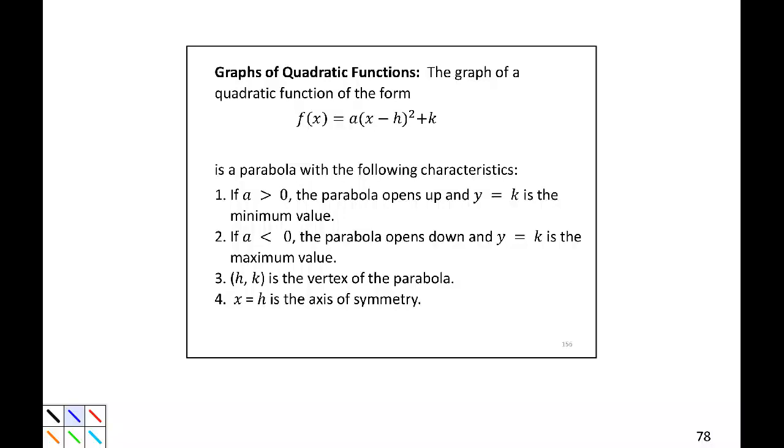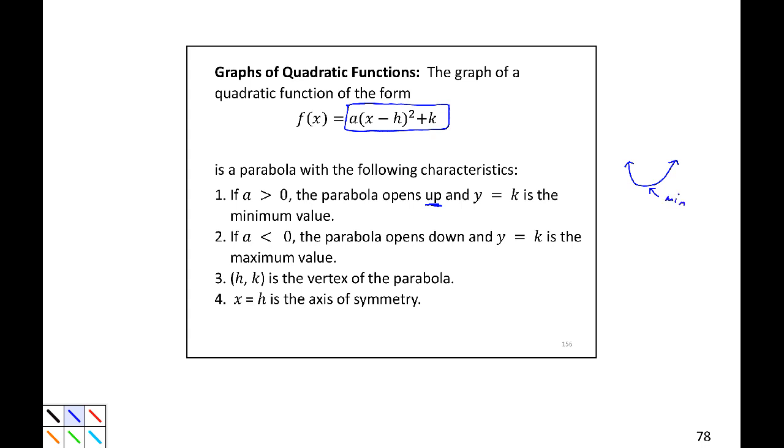We are given a quadratic function of the form a times (x minus h) squared plus k. Then this is a parabola with the following characteristics. If a is greater than 0, the parabola opens up, and y equals k is the minimum value. Let's just draw a picture for this. A positive a value means that it opens up, and therefore we have a minimum value.